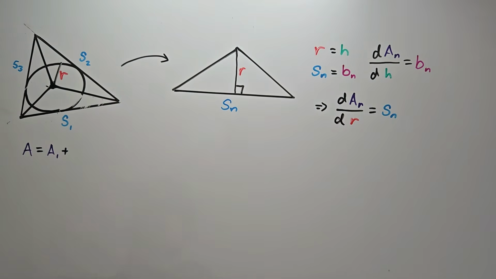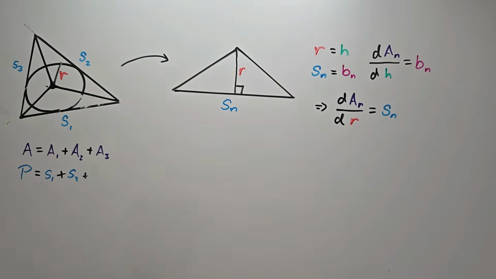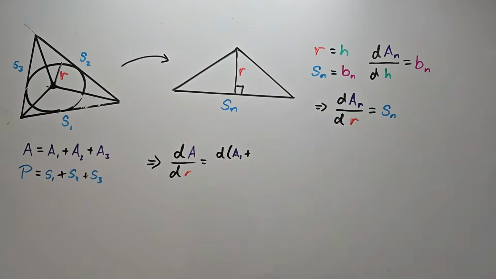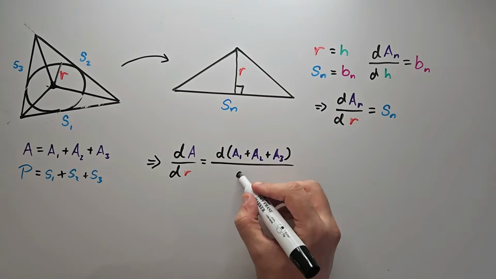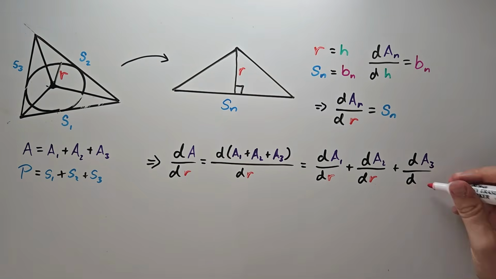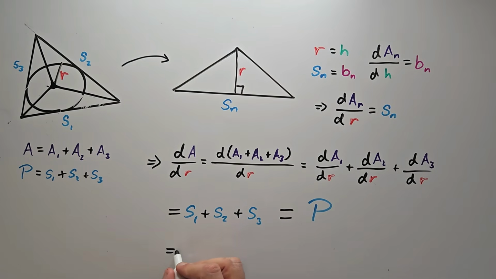Here we make a note that the total area is equal to A1 plus A2 plus A3, and the perimeter is equal to S1 plus S2 plus S3. And by using the fact that the derivative of sums is equal to the sum of derivatives, we get that dA over dr is equal to d(A1 plus A2 plus A3) over dr, which is equal to dA1 over dr plus dA2 over dr plus dA3 over dr. This is equal to S1 plus S2 plus S3, which is equal to the perimeter, thus showing that deriving the area of a triangle with respect to the radius of its inscribed circle, we get the triangle's perimeter, thus showing that the radius of the triangle is equal to the radius of its inscribed circle.